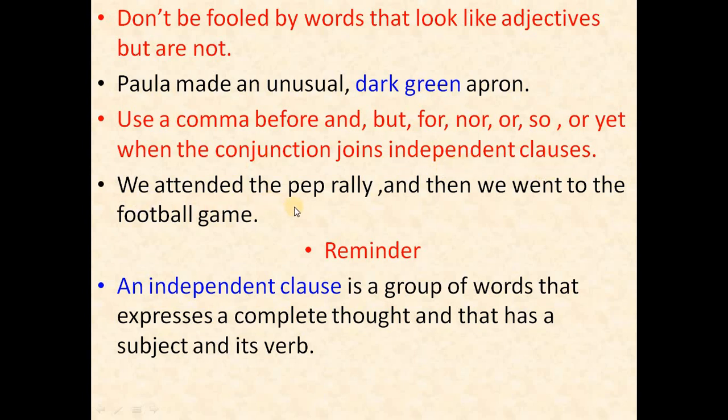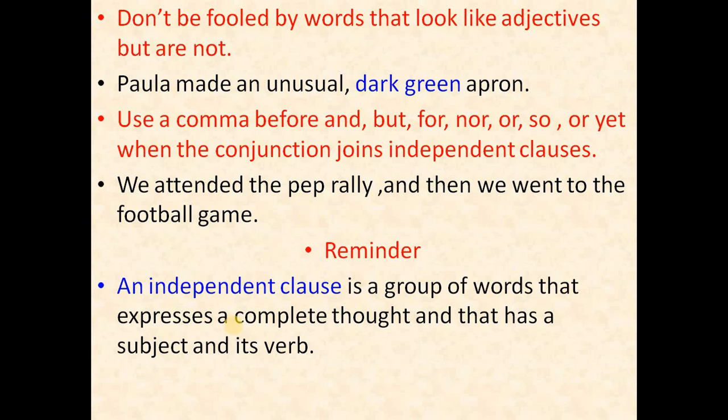Okay? We attended the pep rally and we went to the football game. Now we have two independent clauses. How can we judge the sentence that has independent clauses? First of all, we have to know what the independent clause is. The independent clause is a group of words that has a subject, a verb, and gives a complete thought. Okay? So there are three parts that must be in the sentence: a subject, a verb, and a complete thought.